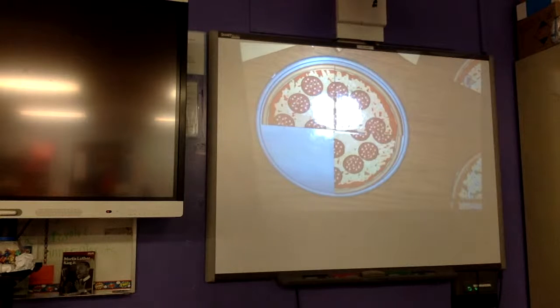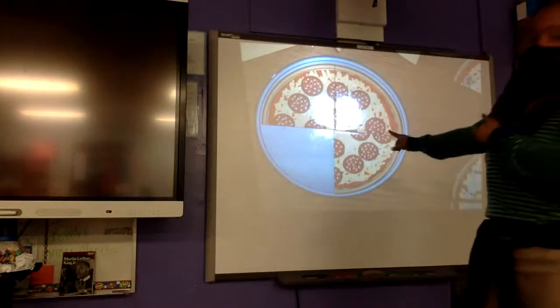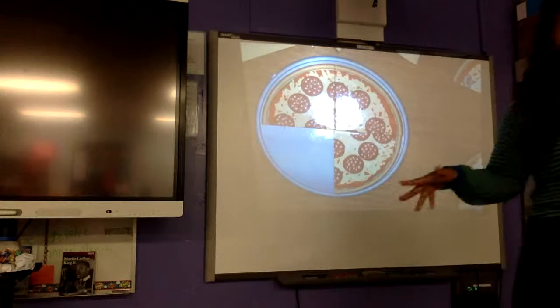Okay, ready? This is not hard. Now, I've modeled it for you. So now your fraction circles need to look like my screen. Your fraction circles need to look like my screen.